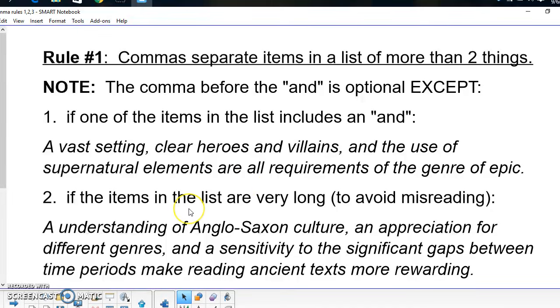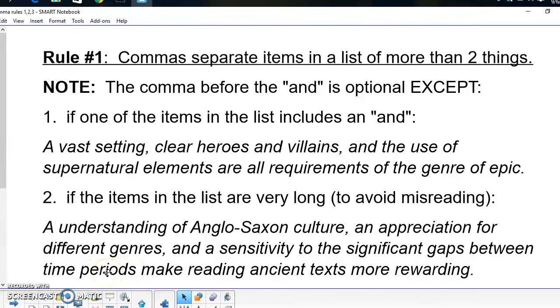The other instance when that might happen is if the items in the list are very long. Technically, I guess you don't have to put it in before the and, but you want to avoid misreading, so you want to help your reader out by putting that comma in there. So here we have an understanding of Anglo-Saxon culture, that's our first noun, it's pretty long, and appreciation for different genres, that's getting even longer, and then the third one, and a sensitivity to the significant gaps between time periods.